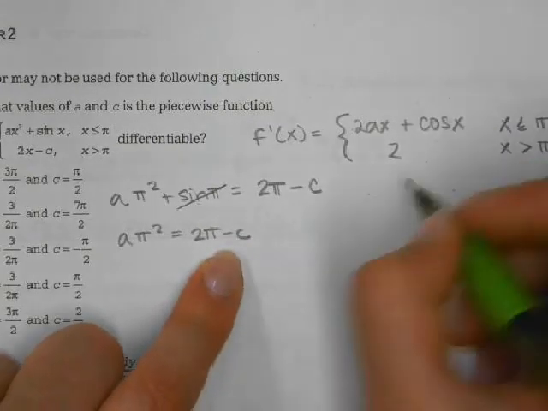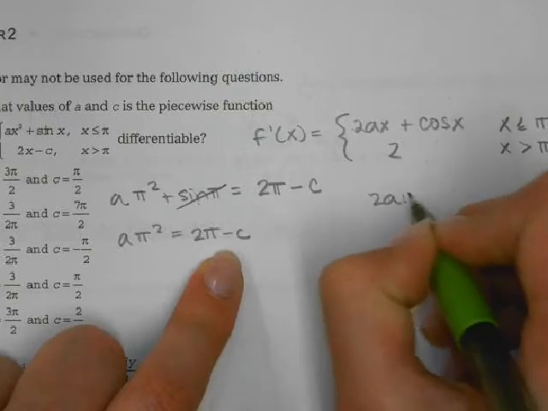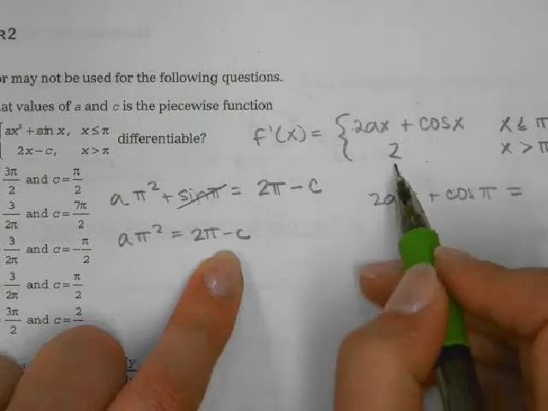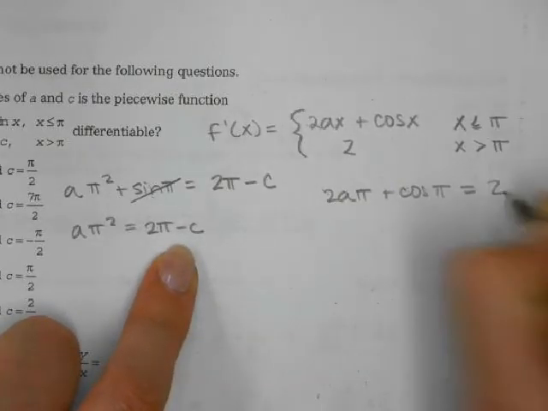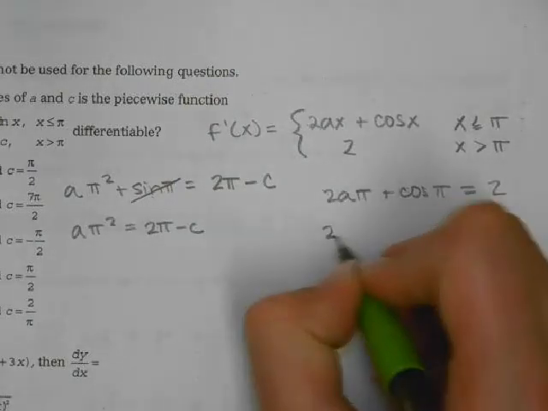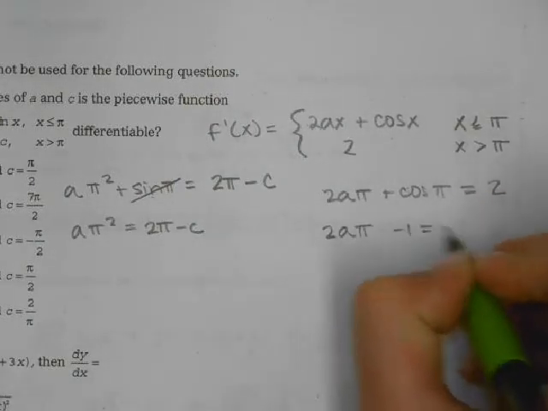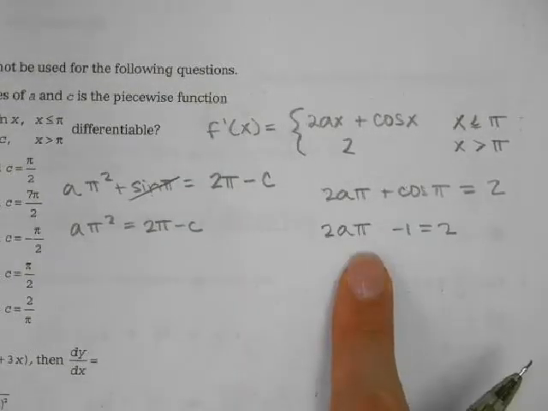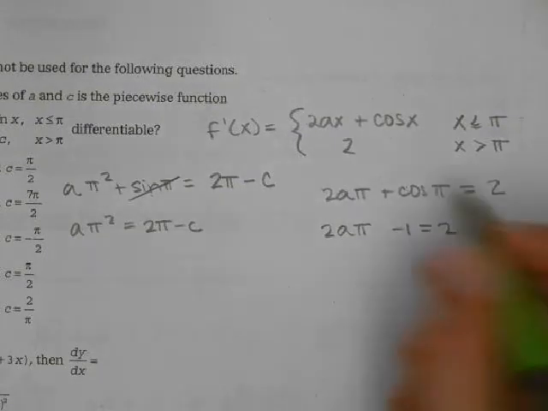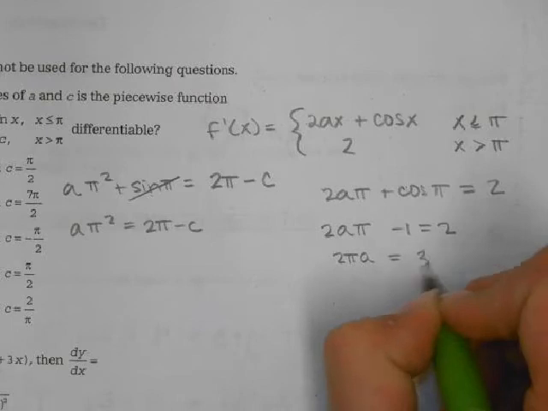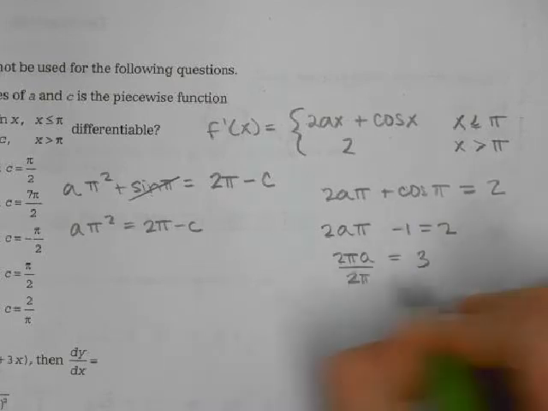I'm going to do the same thing over here. So 2a times pi plus cos pi equals, there's no place to plug the pi in here, so it just equals 2. Cos of pi is -1. So that gives me 2a pi minus 1 equals 2. So in this equation, I can go ahead and solve for a. So I'm going to add 1 to the other side. I get 2 pi a equals 3. Divide by 2 pi. And I get a equals 3 over 2 pi.